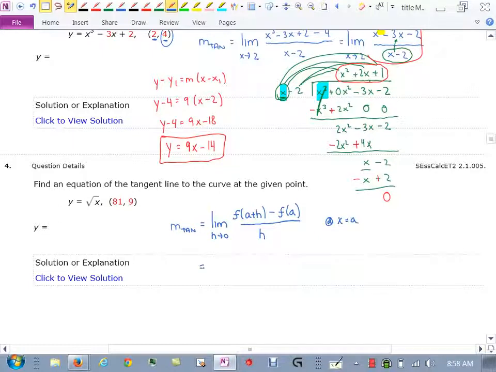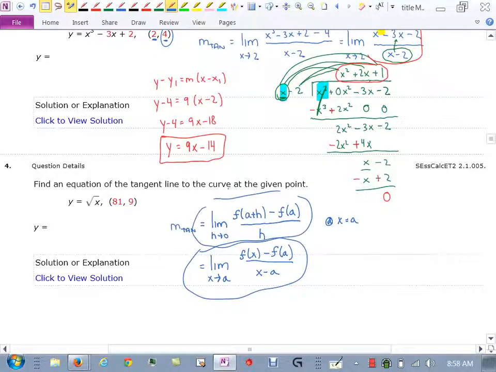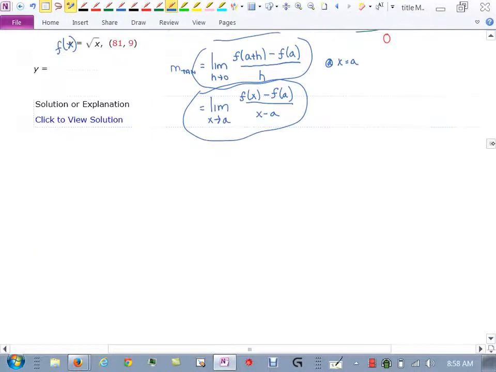The other approach is the one I was using before, limit x approaches a, f of x minus f of a over x minus a. So those are the two definitions I can use. I've been using this one in my examples, so I'll use this one right now. So here's our function over here, f of x equals square root of x.